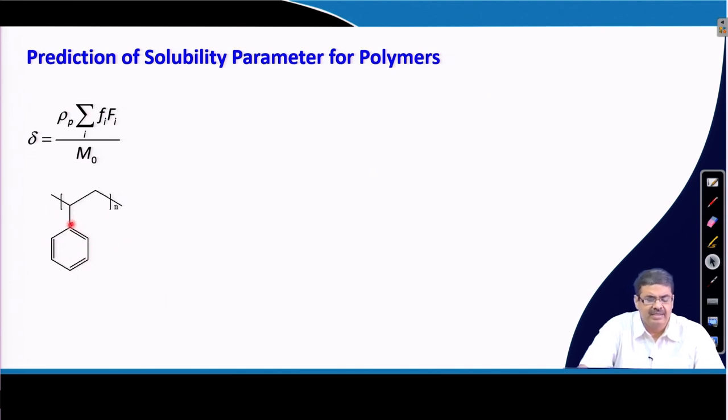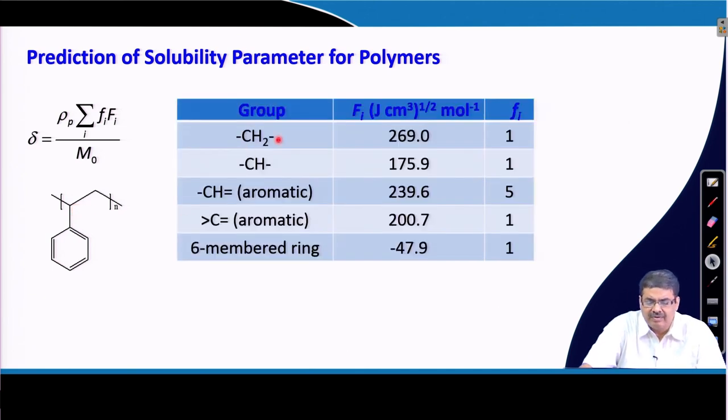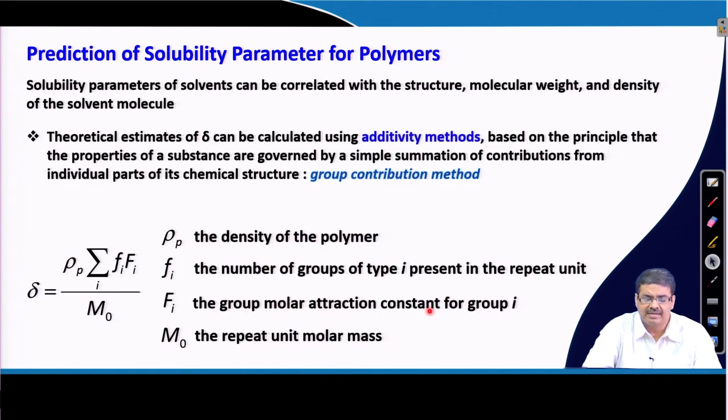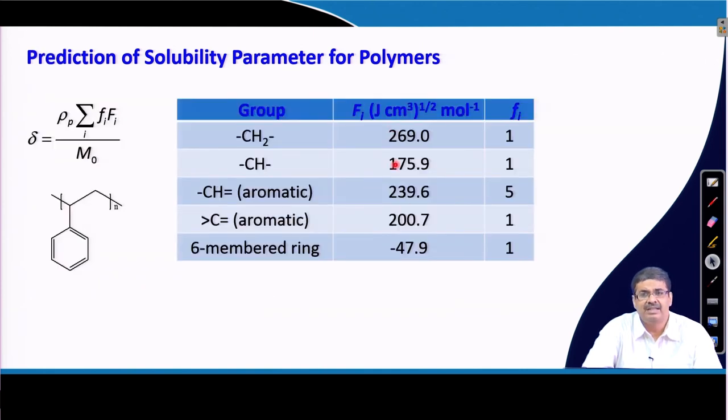For example, take the polymer polystyrene. Now, if we count the number of groups present in this repeat unit, you have one CH2 group, one CH group, five aromatic CH groups, a double bond group, and one aromatic group, plus we have a six-membered ring. Now, each of these groups contributes some number, which, as we mentioned here, is called the group molar attraction constant, and these are available in the literature.